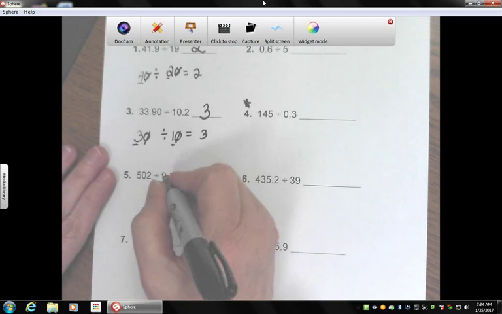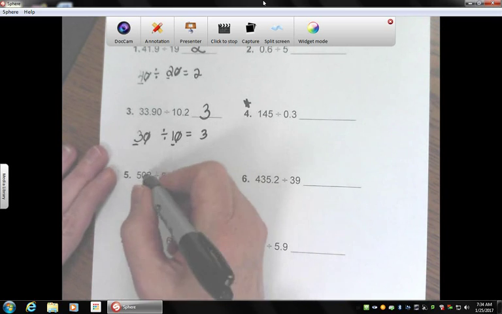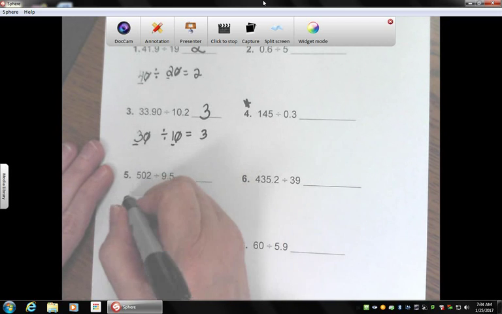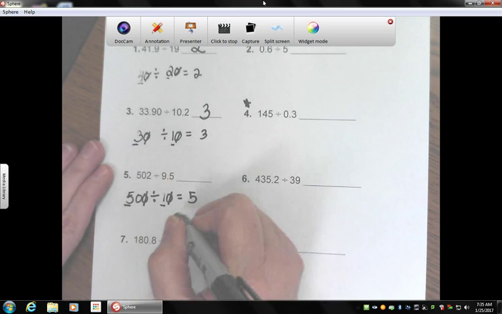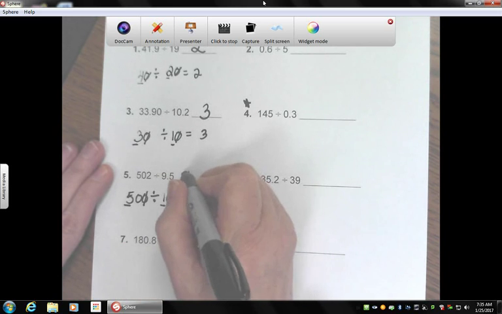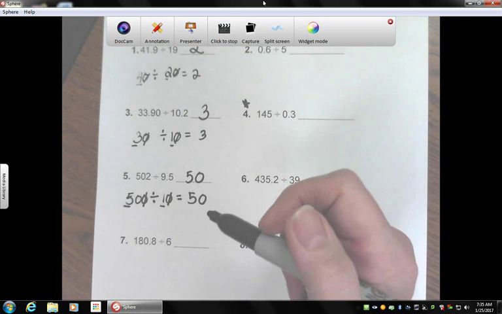Okay, 502 divided by 9 and 5/10. I'm going to round 9 and 5/10 to 10. And then for the 502, I'm going to round it to 500. Nice compatible numbers there. Okay, 5 divided by 1 is 5. These two zeros divide out. My estimate is 50.